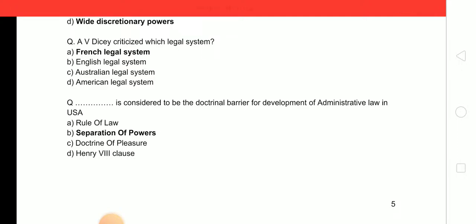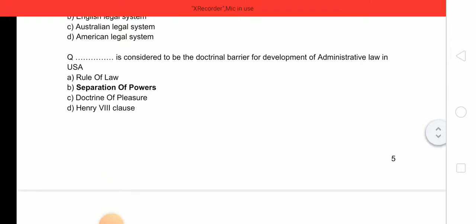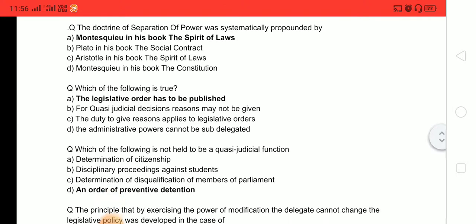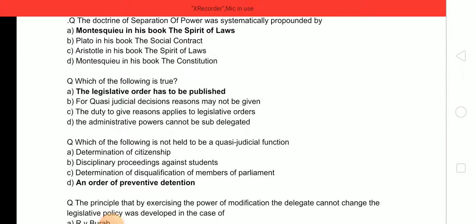Next question is, dash is considered to be the doctrinal barrier for the development of administrative law in USA, and it was the separation of power which was considered as the barrier for the development of administrative law in USA. Next question is, the doctrine of separation of power was systematically propounded by Montesquieu in his book The Spirit of Laws. So the book name is also important here, The Spirit of Laws. Next question, which of the following is true out of these? And true is the legislative order has to be published.